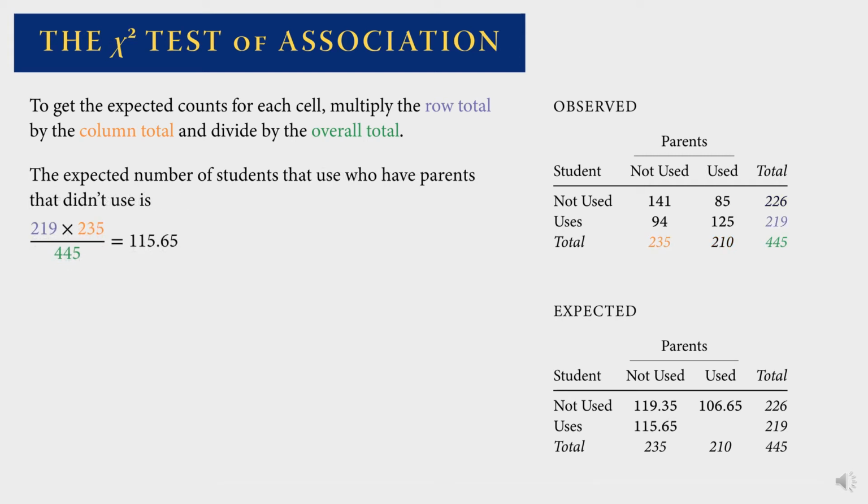Here's row 2, column 1. And finally, row 2, column 2. For a bigger table, there will be a lot of these cells to calculate. That's why it's better to let R do all the work.